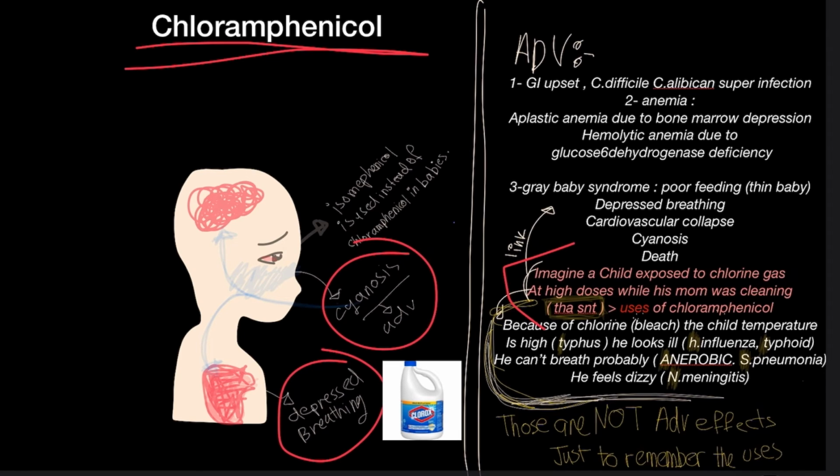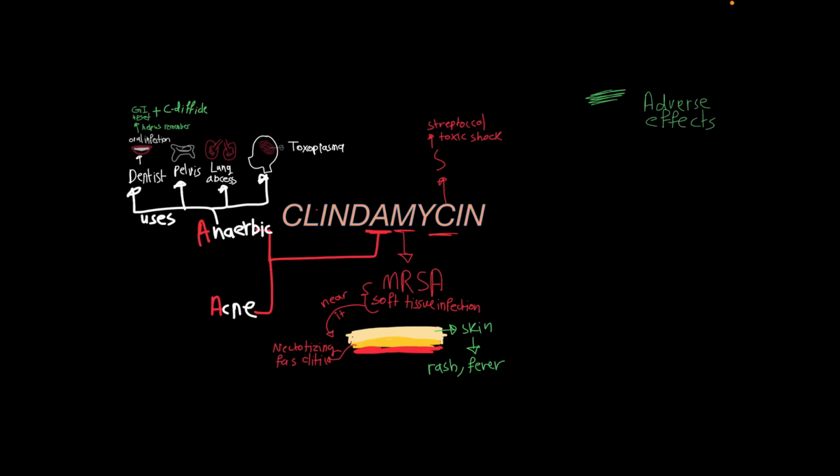And other adverse effects are GI upset, obviously because chloramphenicol might be taken orally, and superinfection and anemia. And we have two kinds of anemia, aplastic anemia or hemolytic anemia. Aplastic anemia is due to bone marrow depression, and hemolytic anemia is due to glucose-6-phosphate dehydrogenase deficiency. Okay, now let's talk about clindamycin.